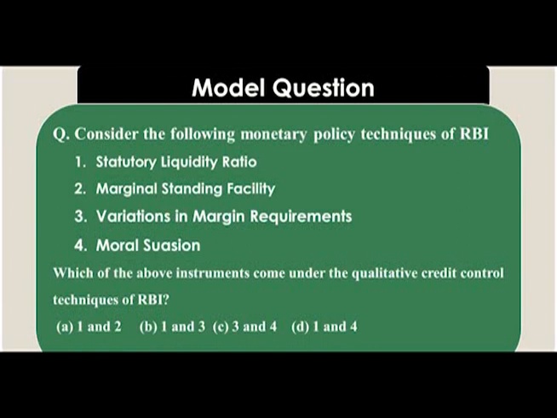See, we can take the 4 variables. Statutory liquidity ratio definitely comes under quantitative or general credit control techniques. What about marginal standing facility, MSF? That also comes under quantitative. And variations in margin requirements obviously come under qualitative or selective. So 3 is right. And the fourth one, moral suasion, is also right. So the right option is C, 3 and 4.